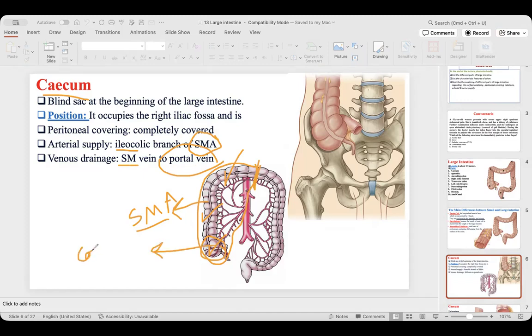The cecum is completely covered by peritoneum, with no named peritoneal fold, completely covered. So if I ask you about the peritoneal covering of the cecum, the answer will be completely covered.